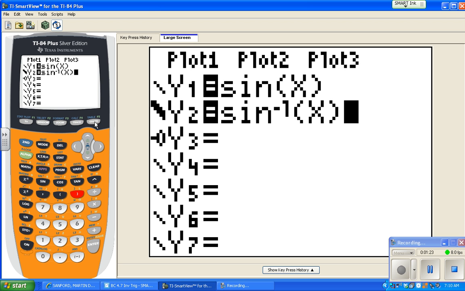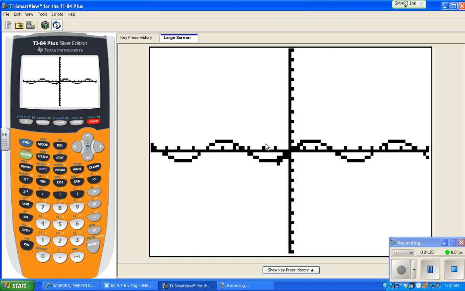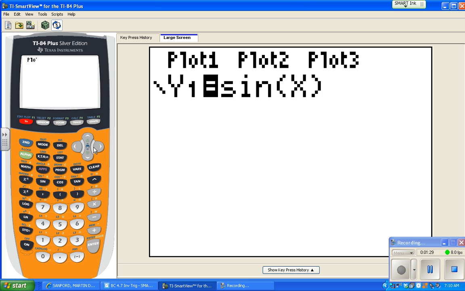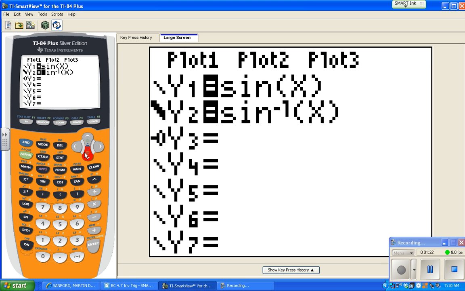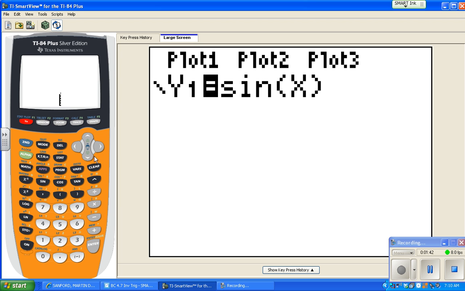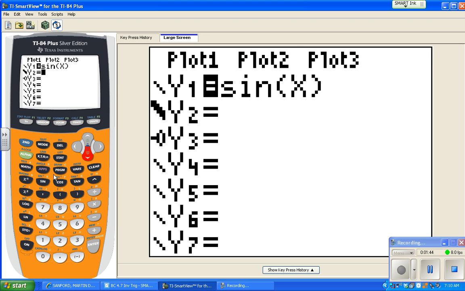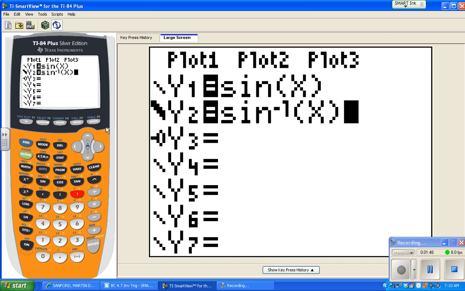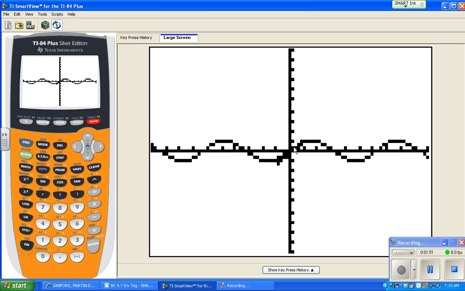Okay, so here's the inverse sine function. I don't know if you saw it come up there, but it's there. I'm going to clear it. So here it is without the inverse sine function. And then let me put it back in. Okay, so second sine, and the problem is it just does a little chunky thing, and it's there, but you can hardly see it.